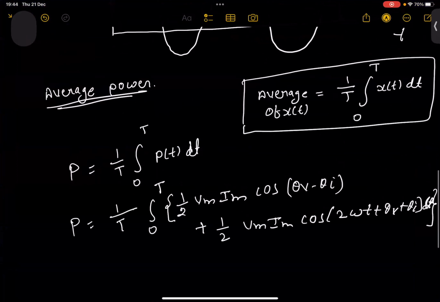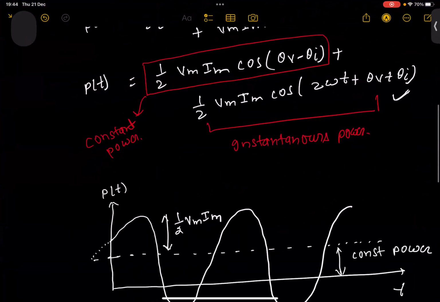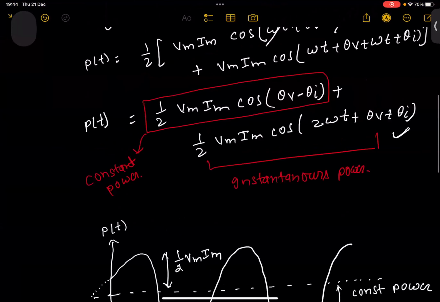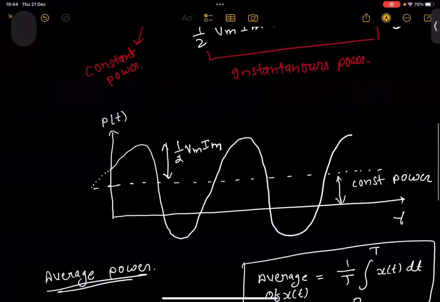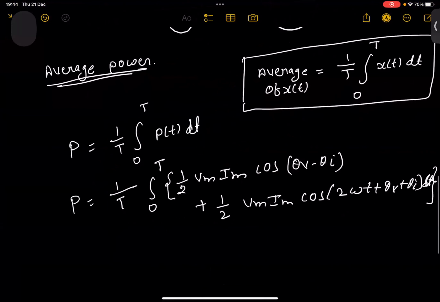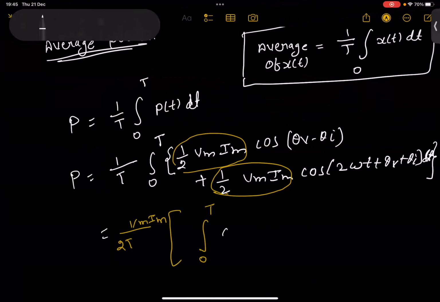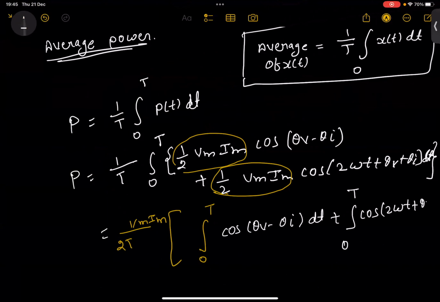I'm putting the p(t) value here, that is, we derived constant power plus instantaneous power. So I'm putting the value only. I'll take this term common outside. So this becomes 1 by 2T Vm Im, integral 0 to T of cos(theta V minus theta I) dt plus integral 0 to T of cos(2 omega t plus theta V plus theta I) dt.